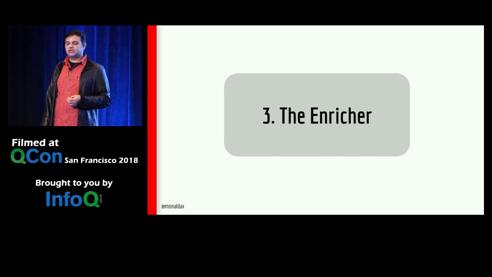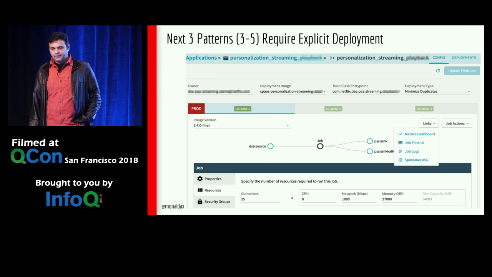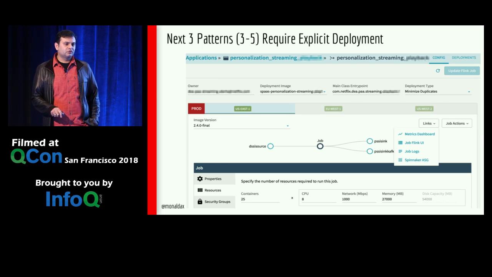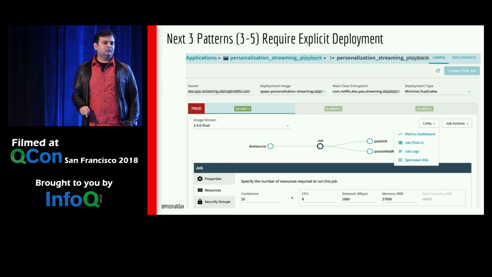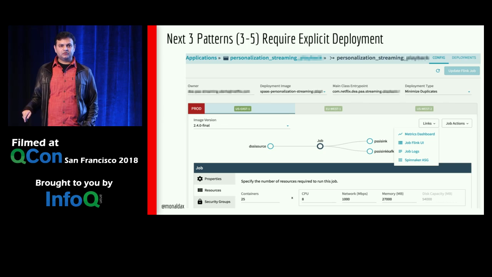So the next one is the enricher. All the patterns that we looked at so far didn't require any deployment, right? The next 3 patterns that we're going to look at are based on code that the user needs to write. So that means they need to deploy it.